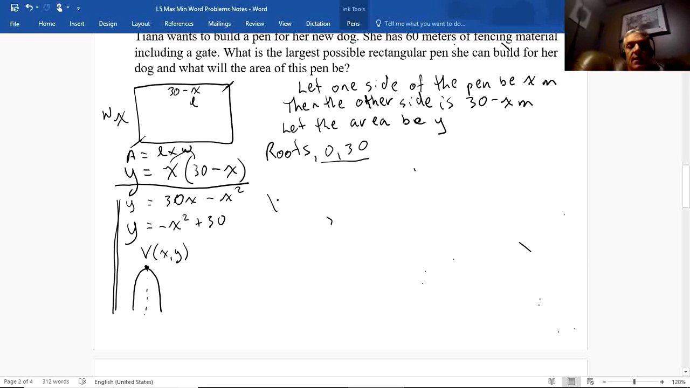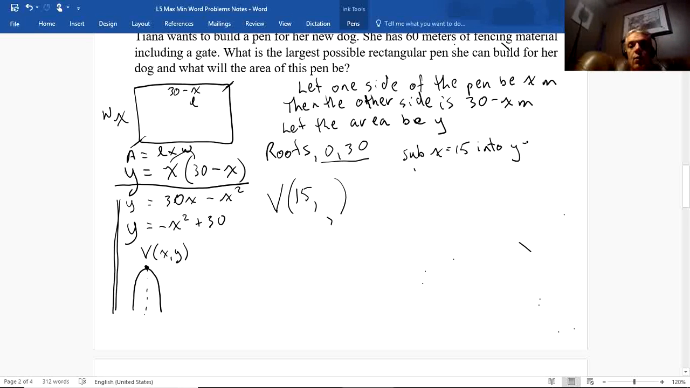And if I'm trying to find my vertex, my x value of my vertex is halfway between my two roots. Well, what are my two roots? Well, 0 and 30. What's halfway between 0 and 30? I hope you don't have to get a calculator out to do that, but you might. It's 15, okay? And so I now have half of my vertex, and I have to find the other half of my vertex.